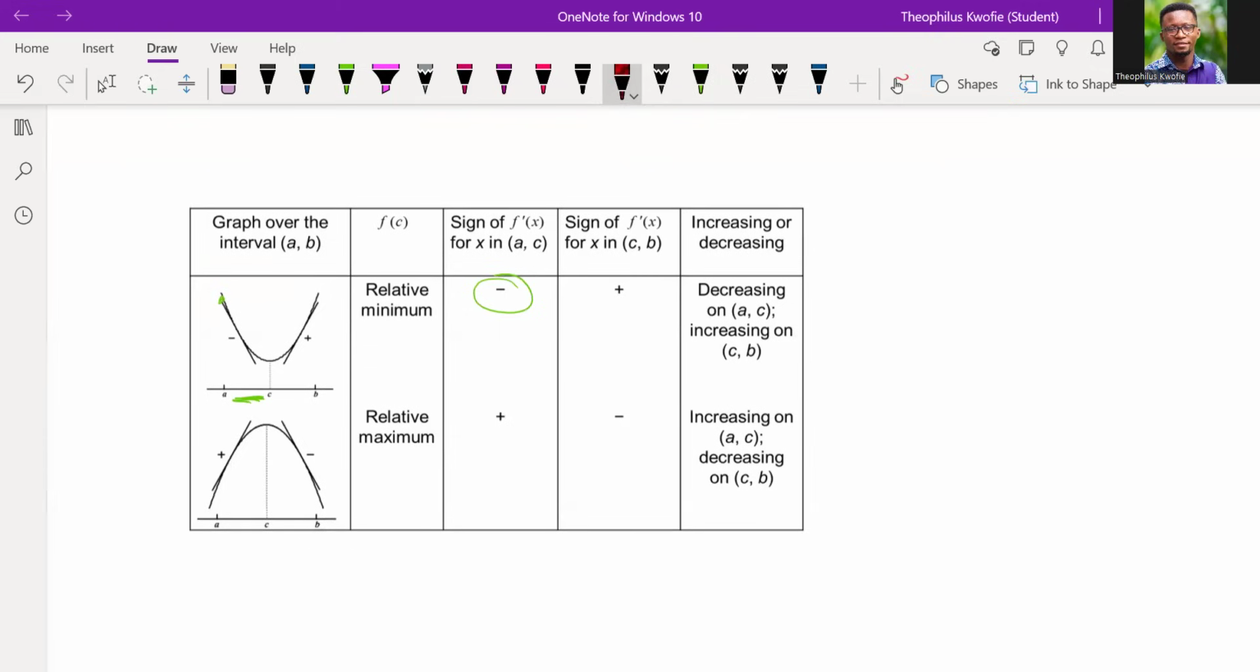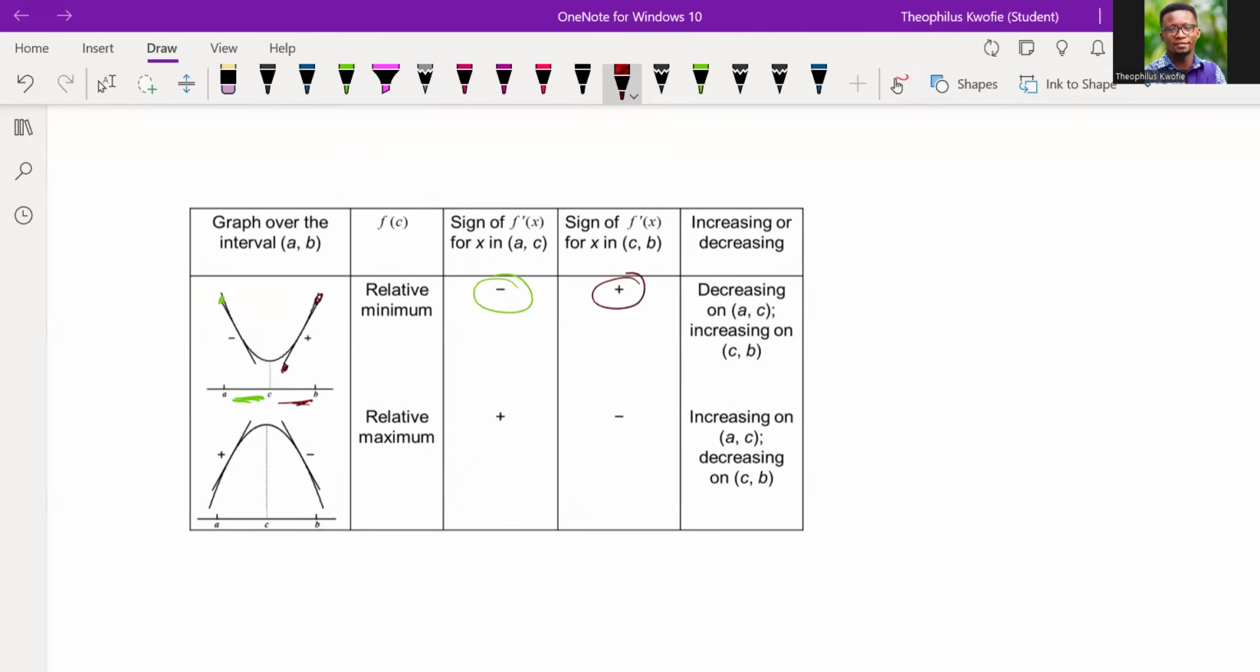Now, let's look at the other side. Within the interval CB, the function began to increase. From this point it began to go up to this point. So at that point we claim that the slope within this interval was positive. We know that it was going up, it was increasing, and that's why we have the positive sign here. Is that okay?